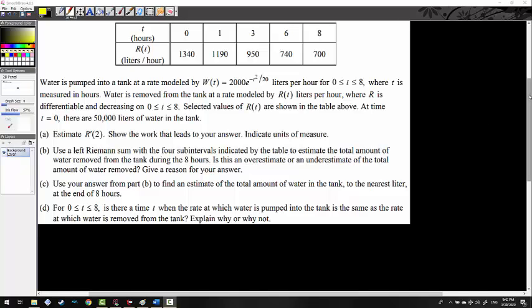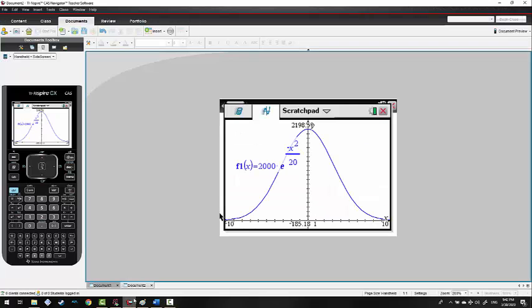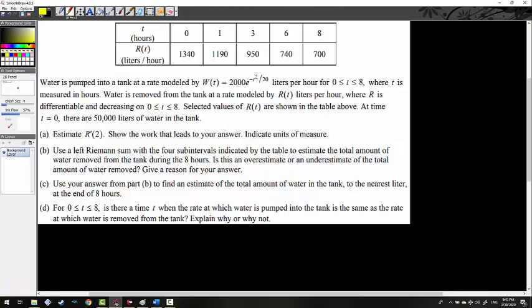Alright, so before we get started, just to let you know, I have the function already put into my calculator. If you need to, go and hit the pause button so you can have the calculator ready as well. And so it says, estimate R prime of 2, show the work that leads to your answer, and indicate units of measure. I think we can do that.